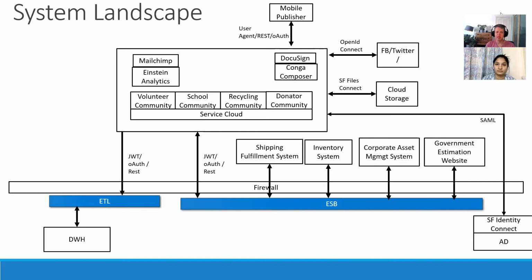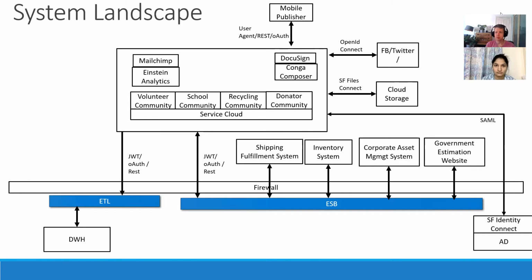I recommend using MailChimp for our outgoing email campaigns, and Einstein Analytics or Tableau CRM in order to fulfill our cross-platform and large data volume reporting needs. In order to create documents and have our customers sign these documents, I recommend using Conga Composer and DocuSign, which are both AppExchange packages and have their own integrations with Salesforce.